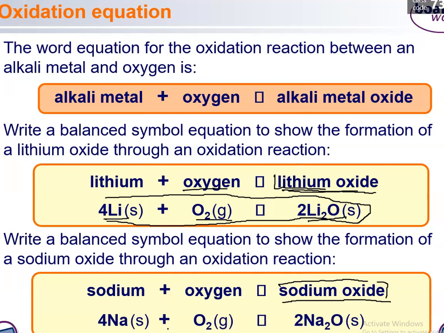Now, so this will be the full equation. If we react sodium with oxygen, we're going to have sodium oxide. Pay attention to the full balanced equation.